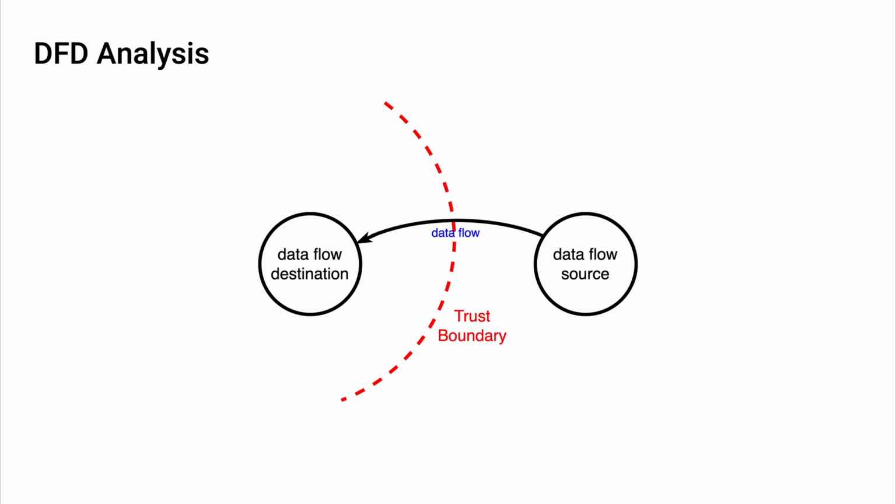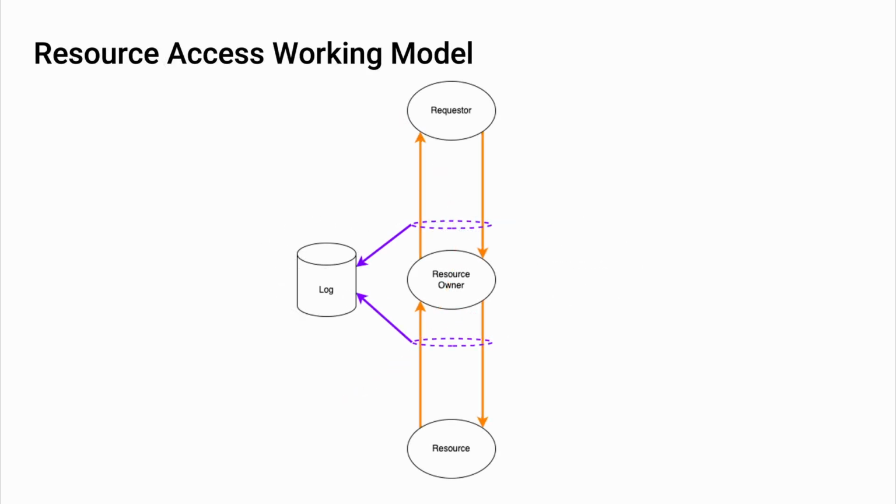Any identified deficiencies are put into a list of threat candidates. Analysis of the DFD is performed by considering each data flow crossing a trust boundary and determining whether any of the applicable cybersecurity requirements are violated. As a reminder, this is the resource access working model covered in the cybersecurity requirements material. We have a requester making a request to a resource owner to perform an operation on a resource. Any status and data are then returned to the requester. In some situations, the transaction may be subject to logging.